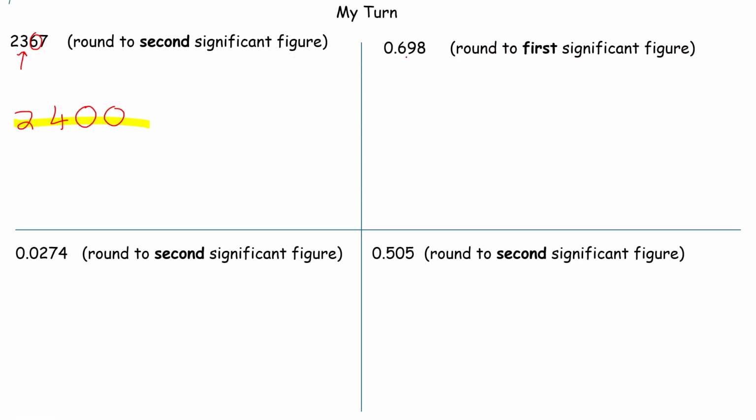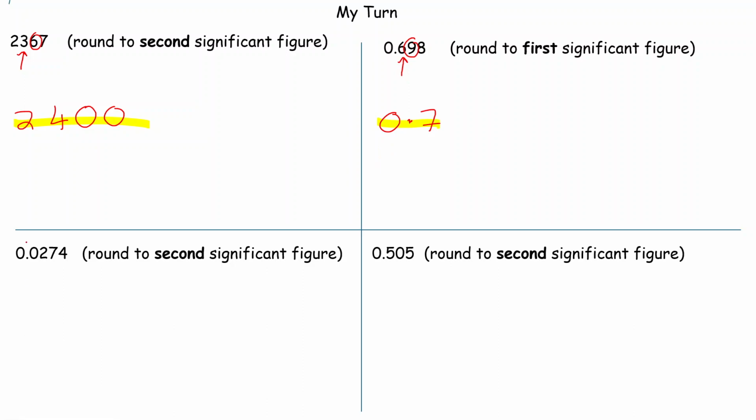Next one, you've got 0.698 to the first significant figure. Now, the 6 is your first significant figure. It's your first number after a 0. Okay, and your number to the right again is bigger than 5, so that 6 will go up to a 7. You round it up to a 7, so 0.7. You replace your numbers afterwards with zeros, but because you've got a point, that means the same thing as just 0.7. So that is absolutely fine as your answer.